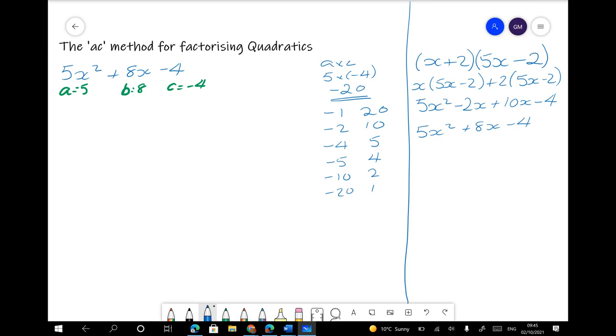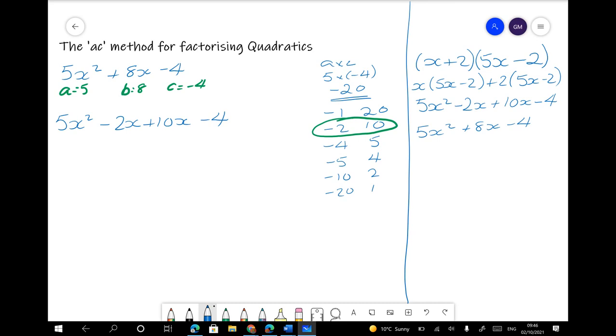And what I'm looking for here is a pair of factors that add together to give me my coefficient of x, so this value B, which is 8. Looking through my numbers, the ones that add together to give me 8 are minus 2 and 10. So in my quadratic, I'm going to replace my 8x with minus 2x and 10x. So I've got 5x squared minus 2x plus 10x minus 4.